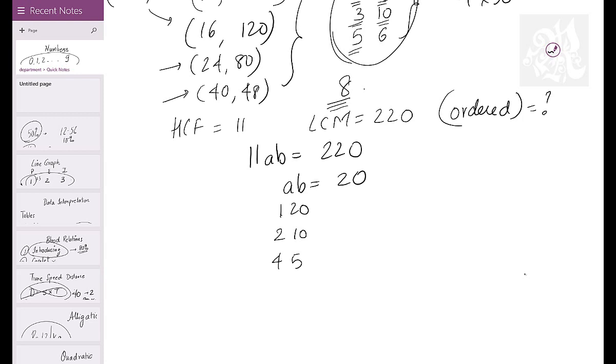How many pairs possible? 3 pairs. But ordered? 6 pairs. However, that's incorrect. The answer is 4 pairs, because 2 and 10 are not allowed. Why are 2 and 10 not allowed?